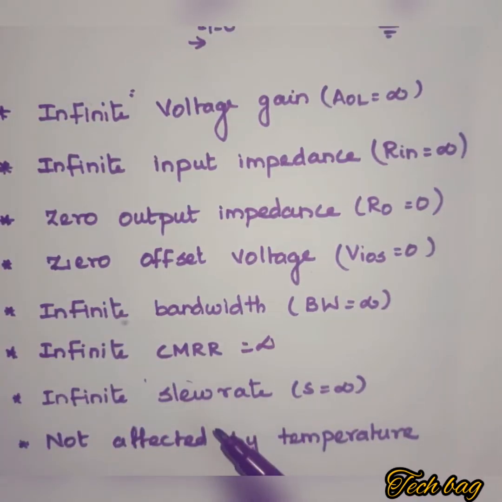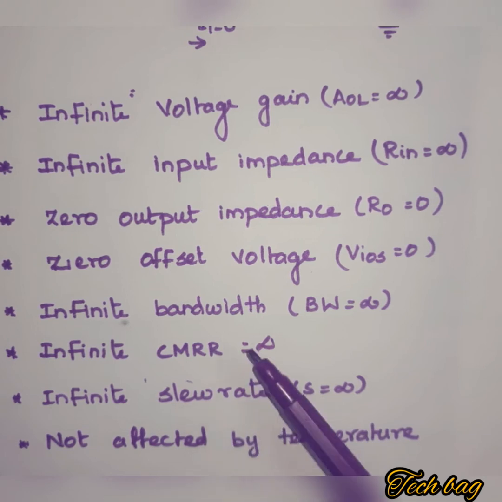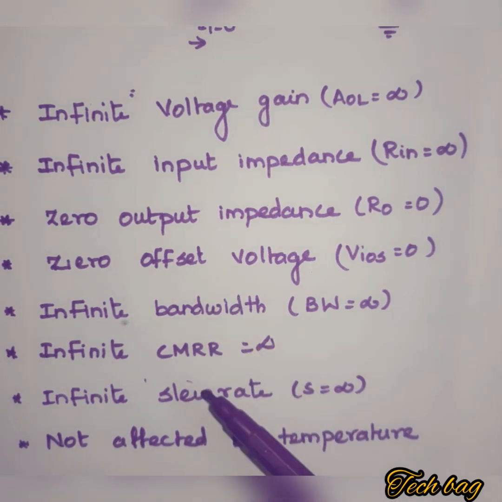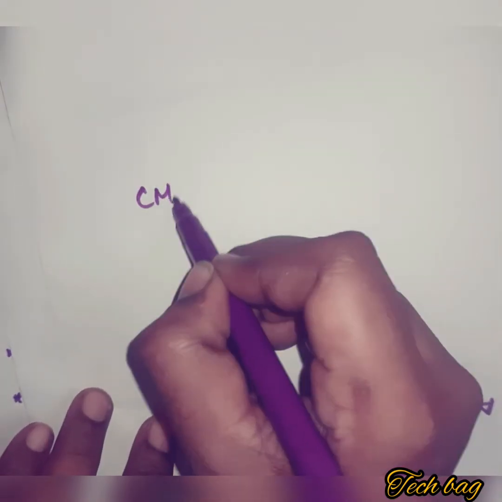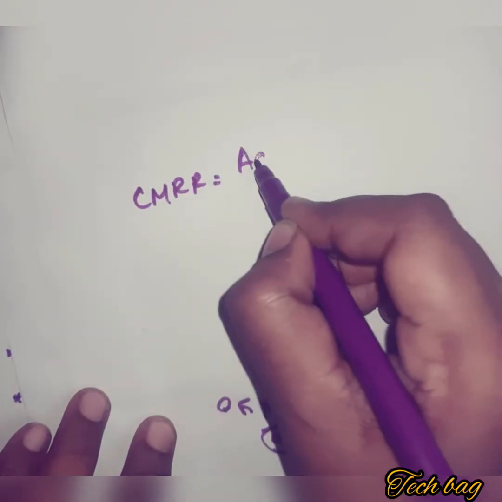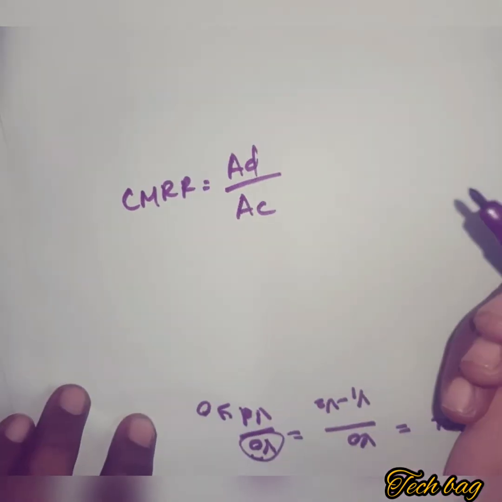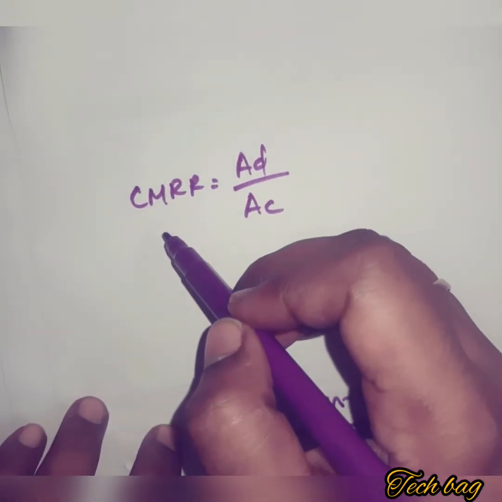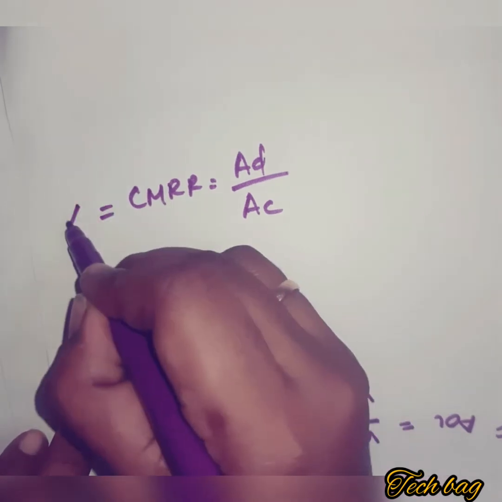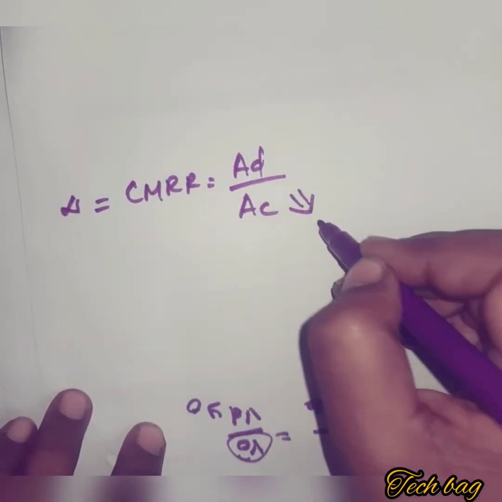Next is CMRR, that is common mode rejection ratio. Here for ideal operational amplifier, CMRR value is infinity. CMRR is equal to differential gain divided by common mode gain, which is normally expressed in decibel. Here CMRR value is infinity, so the meaning is AC value is 0.